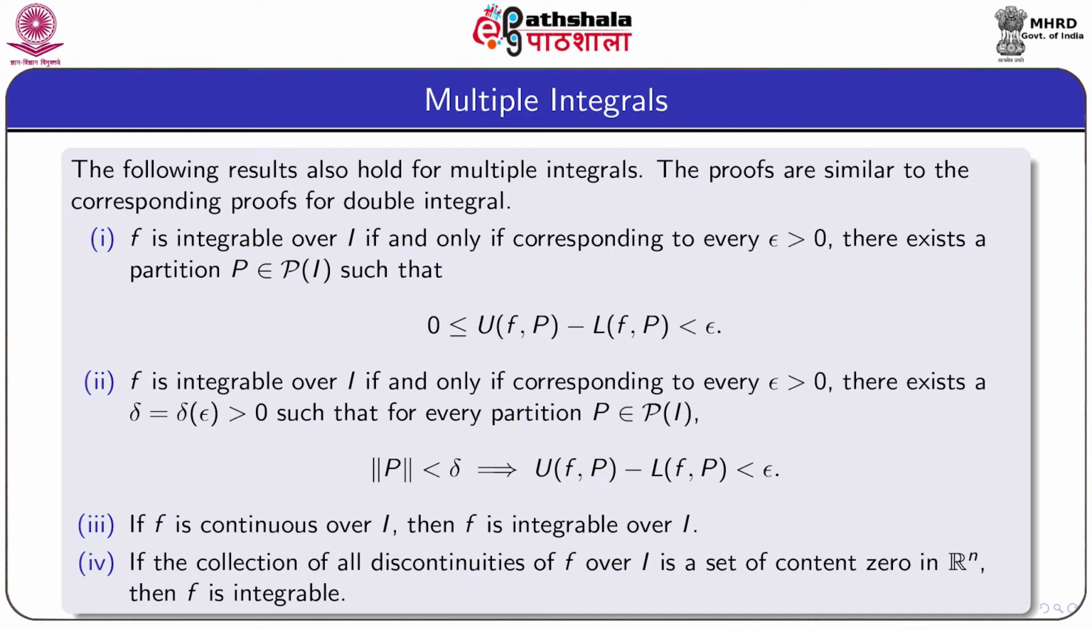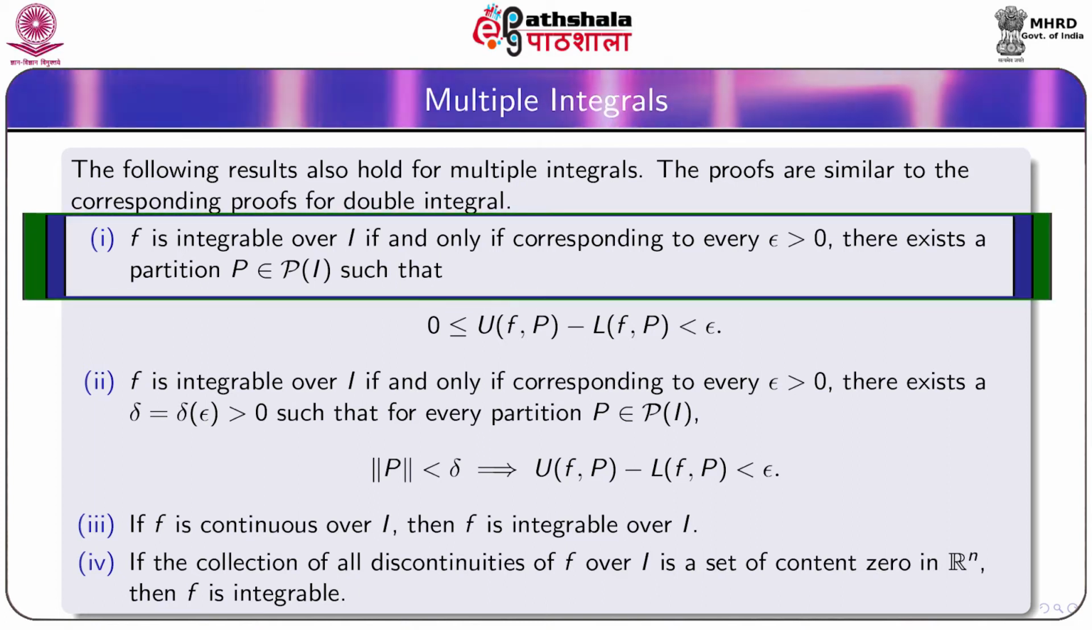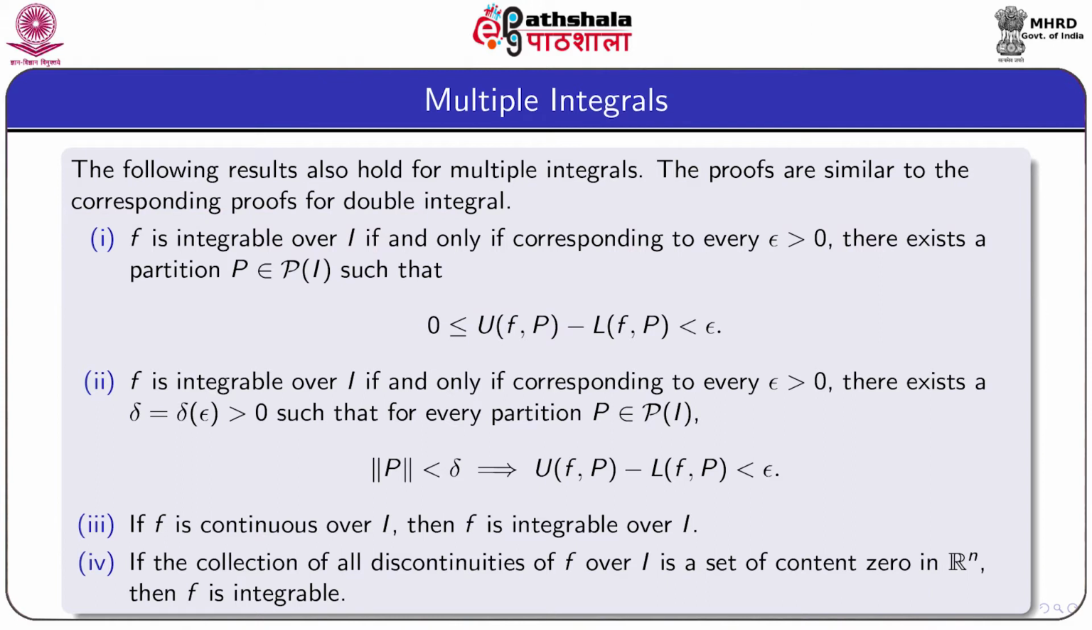Now we mention some results. These results also hold for multiple integrals. We proved these results for the double integral, and the proofs are similar to the corresponding proofs for the double integral. First one: f is integrable over I if and only if, corresponding to every arbitrary positive epsilon, there exists a partition P such that the difference between the upper Darboux sum of f with respect to P and the lower Darboux sum of f with respect to P is less than epsilon. Clearly, this quantity is non-negative.